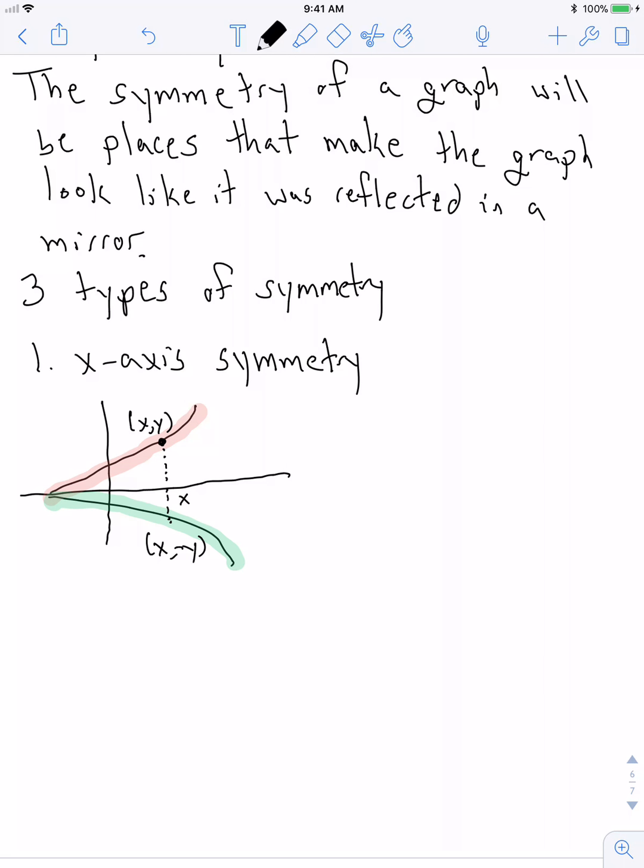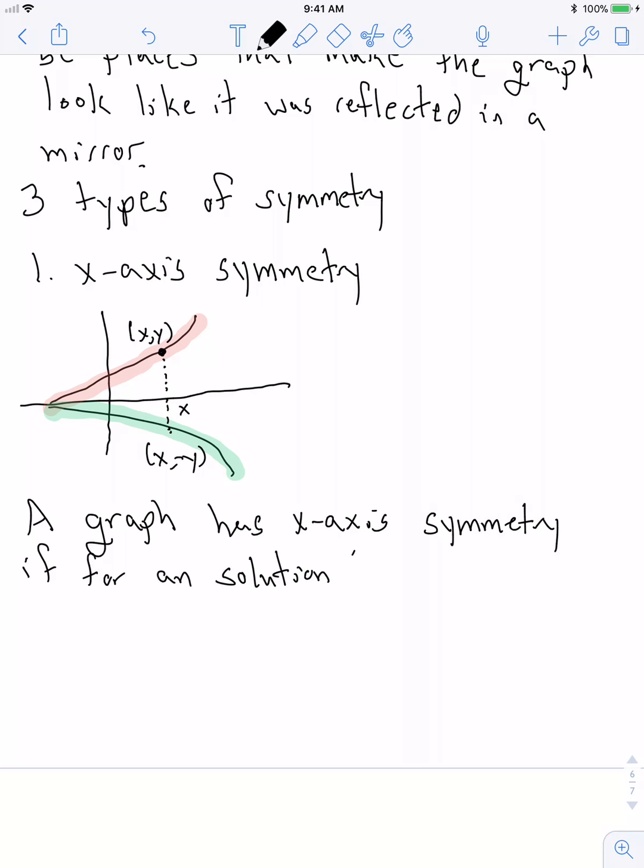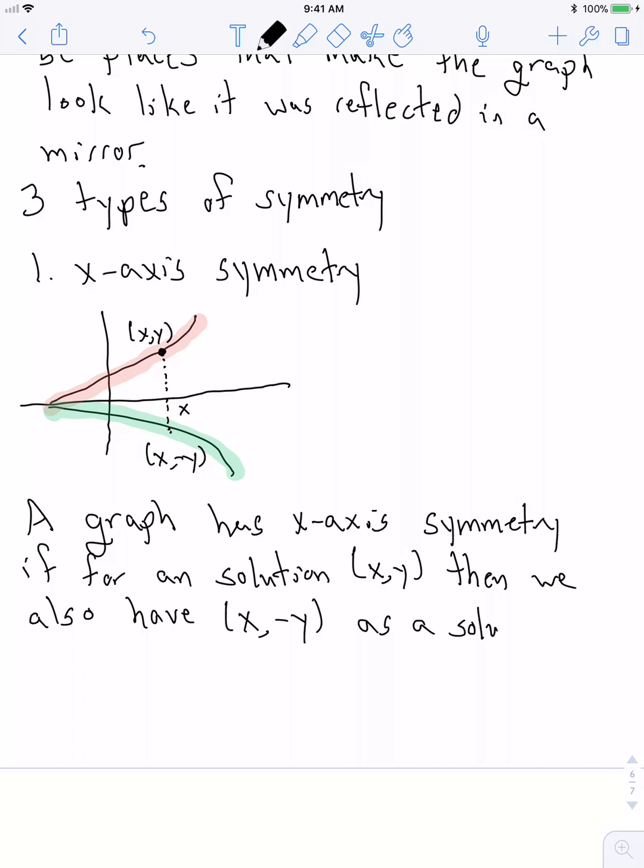So the test for x-axis symmetry is a graph has x-axis symmetry if for any solution (x, y), then we also have (x, negative y) as a solution. We see that while x remains fixed, the y's sort of can flip-flop between being positive and negative, and there'll still be solutions for our graph.